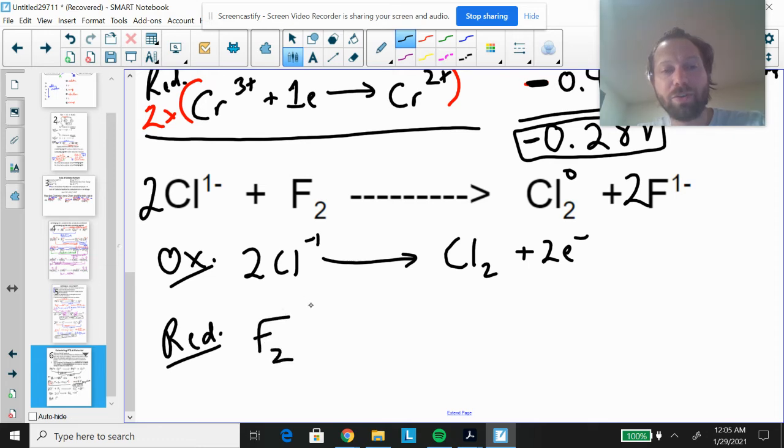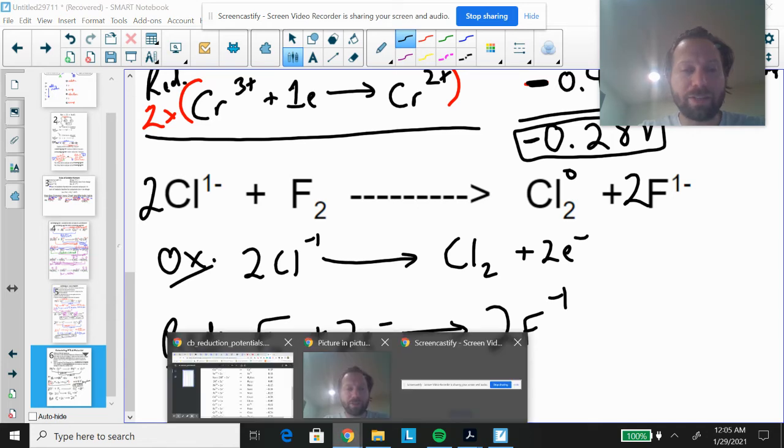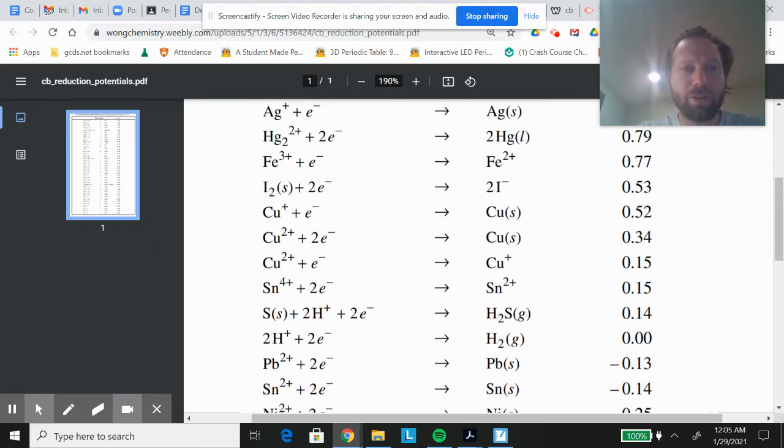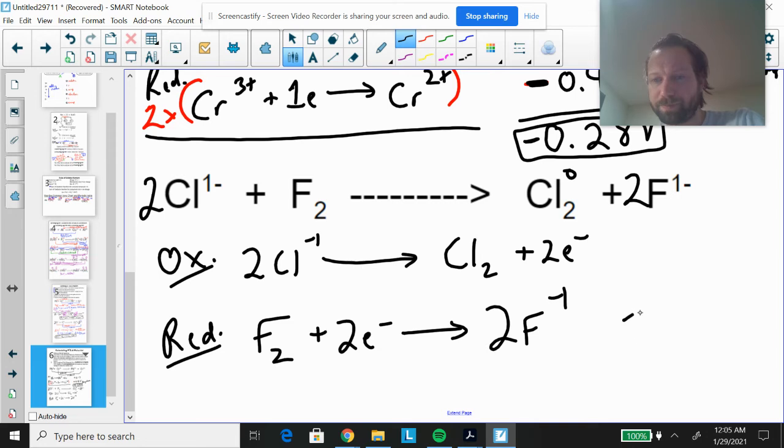And then the reduction will be fluorine F2 plus 2e yields 2F minus 1. So now I'm going to start with the reduction and try to find that first, because that's the number that's directly there. I'm going to look for F2. And there it is. F2, it's at the top one. This has a lot of potential for happening, the most probability for happening because it's on the top. So 2.87. Okay? And this is volts and it's positive.